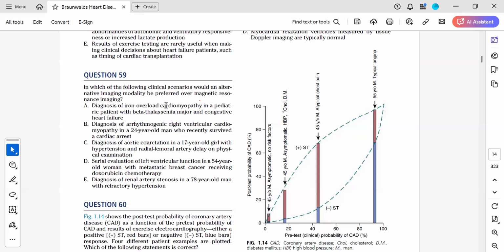So the 45-year-old man has a low pretest probability. So it's unlikely to have disease compared to a man with a high pretest probability of above 40. So option D is correct. Then E, the pretest probability of coronary artery disease in a 45-year-old man depends solely on the presence of symptoms. It doesn't depend solely on presence of symptoms.